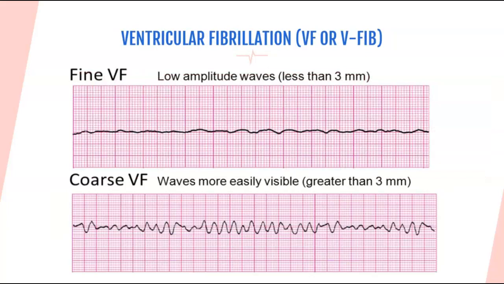Ventricular fibrillation, VF or V-fib, is life-threatening, and it's electrical chaos of the ventricles. Impulses from many different foci are firing, and ventricular contraction is not occurring, so there's no cardiac output or pulse. No cardiac output means no perfusion to the brain, heart, or body, and it can be fatal if it's not treated within 3 to 5 minutes. There are 2 different types of V-fib that you can see. Fine V-fib, which is shown in the top strip, and coarse V-fib, which is shown on the bottom strip.